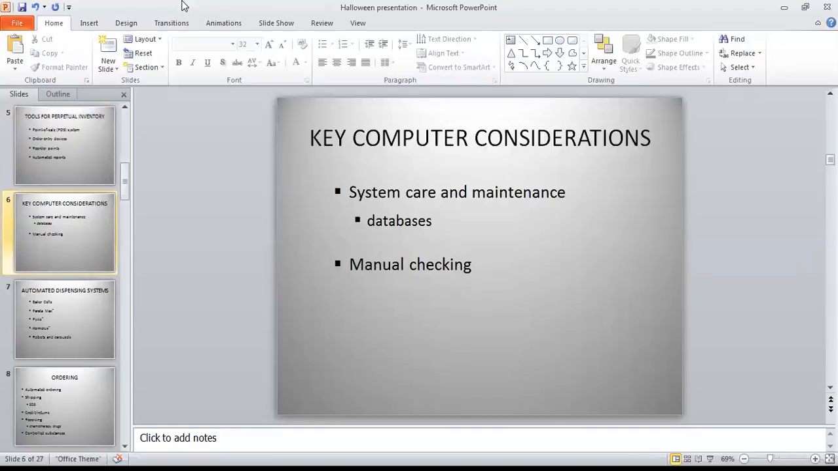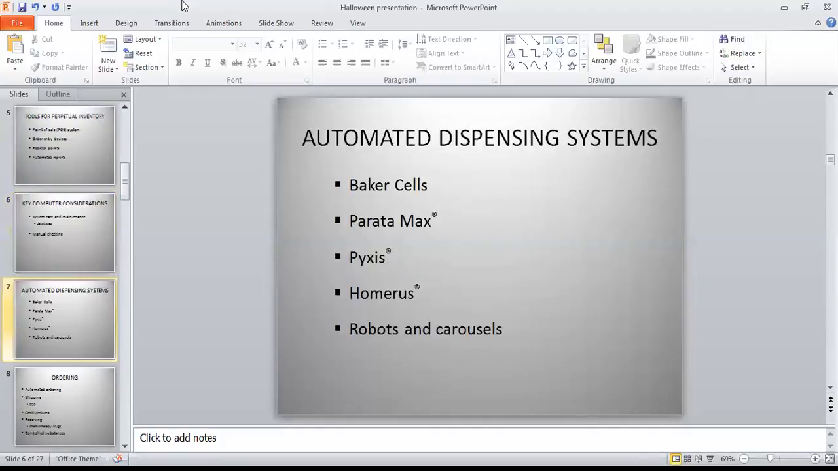This is all computerized, of course, and so we need to make certain that our systems are maintained and properly cared for, instead of down. We also need to make sure that our databases are up to date. We also supplement this with manual checking. There are automated dispensing systems that people use.